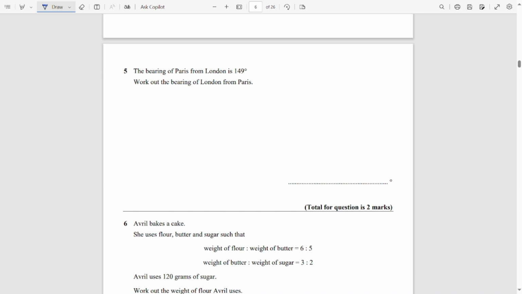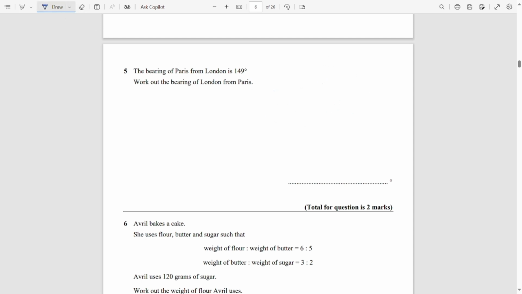Okay, question number 5. The bearing of Paris from London is 149. Work out the bearing of London from Paris. This is a great example of what I was saying before about being cautious about how much of Unit 1 will be in Unit 2. So this is quite an easy bearing question, but often you will get bearing questions that have 3 points A, B, and C, and they will involve a triangle, and then you will end up doing sine and cosine rule to find angles in the triangle, to find bearings, or even to find distances.